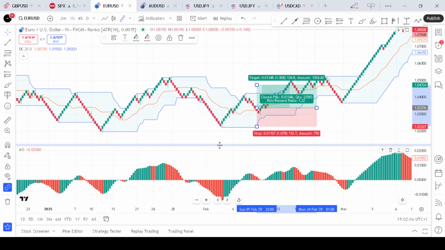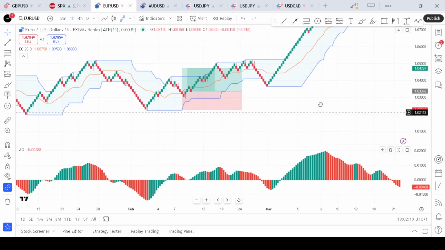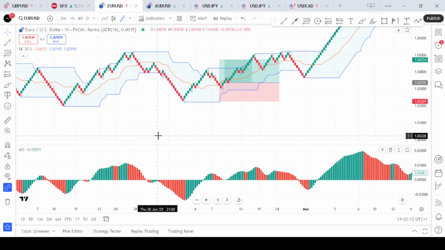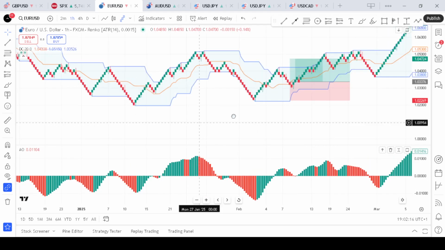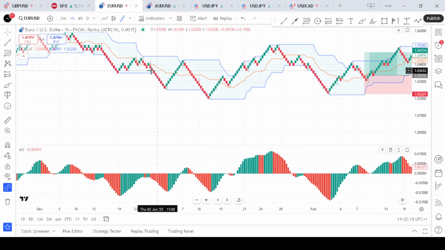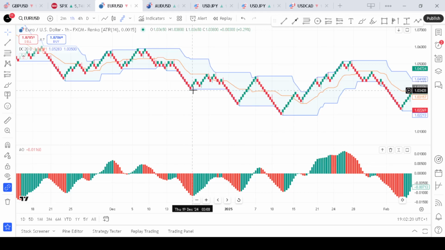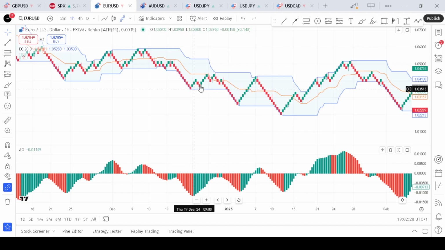Now for a short trade, you follow a similar procedure. What you need to do is, first of all, wait for price to touch the lower band. When price touches the lower Donchian Channel band, as you can see in this area, it indicates a downtrend.